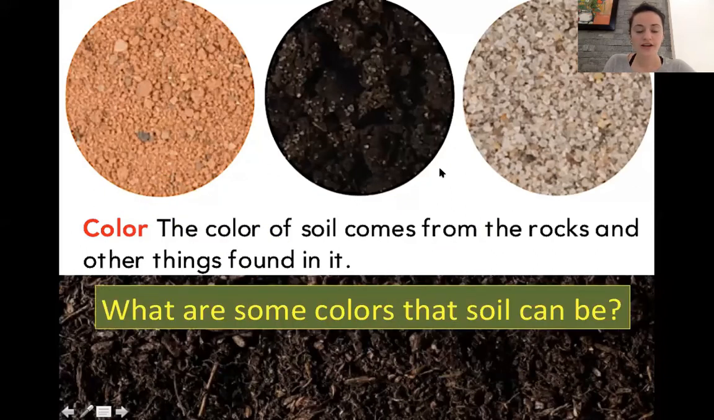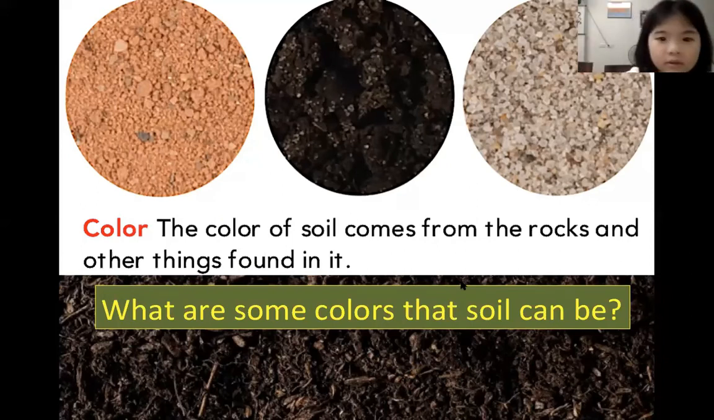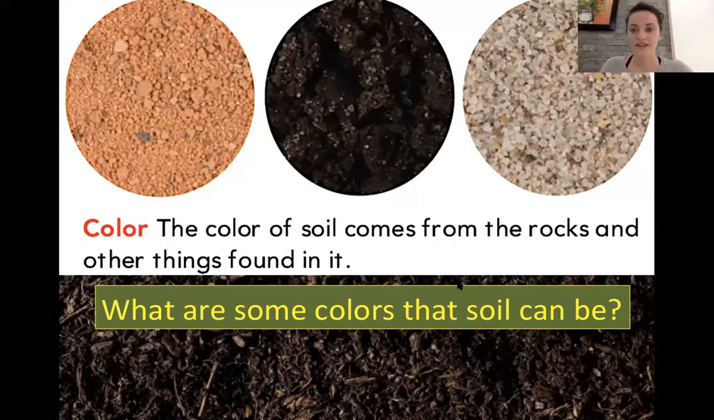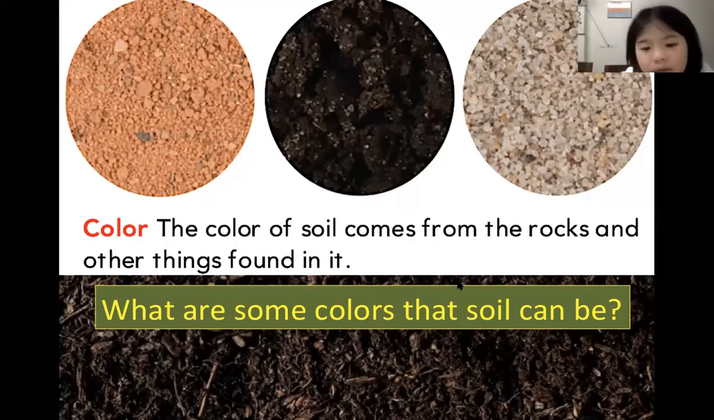What are some colors that soil can be? Honey, what are some colors that soil can be? Black. Black, what else? What other colors can soil be? Pink. It could be pink, very good.